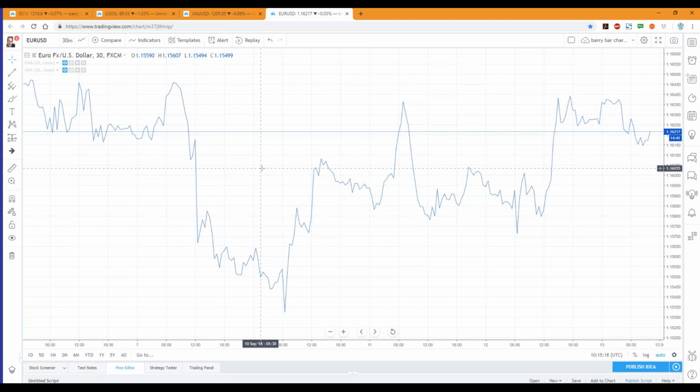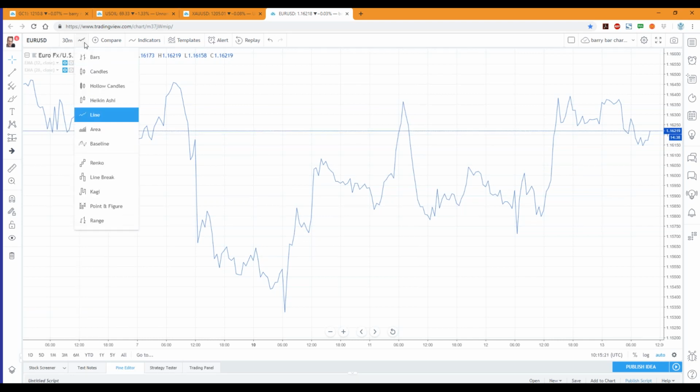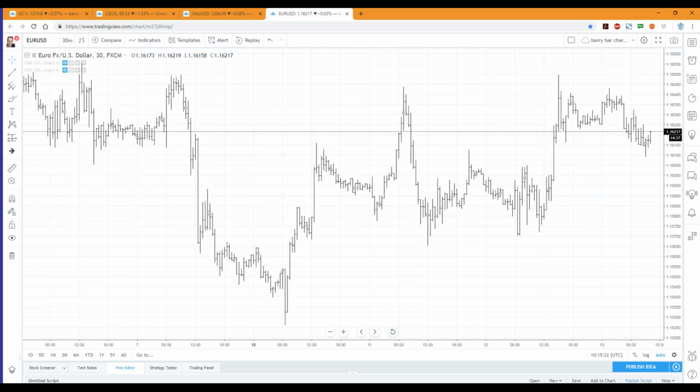Today, we can go from the line chart, which we're looking at right now, simply click on bar, and it'll convert that whole thing over to a bar chart. And we can see right away not only the most current bar, but the chart also shows the open, the high, the low, and the current close for the current candle that we're in, which is all the information contained in this bar.